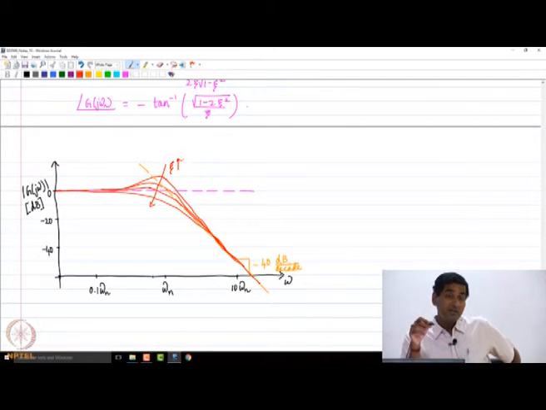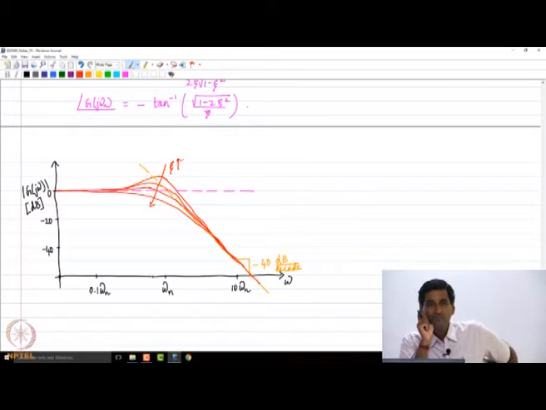Of course, what happens to this magnitude plot for an undamped system? What do you think will happen? You will see that once again the low frequency asymptote will be 0 decibels, the high frequency asymptote will have a slope of minus 40 decibels per decade, but what will happen at omega equals omega n? You will see that the amplitude will blow off to infinity. So essentially it is going to be a very high amplitude.